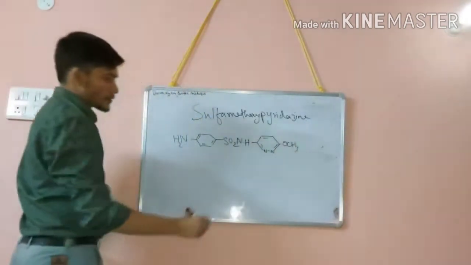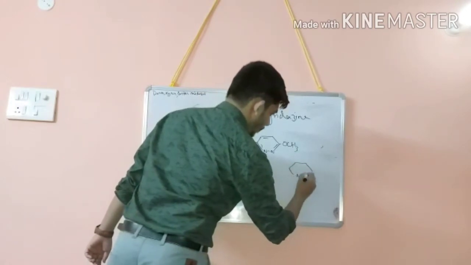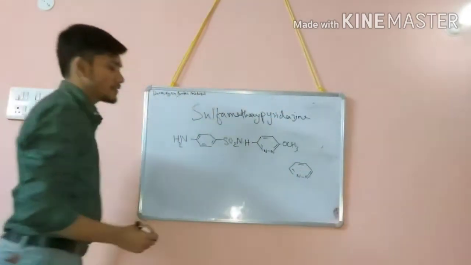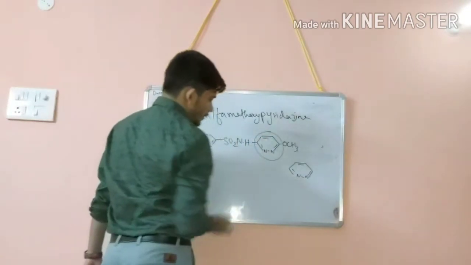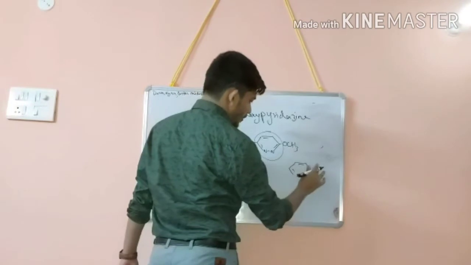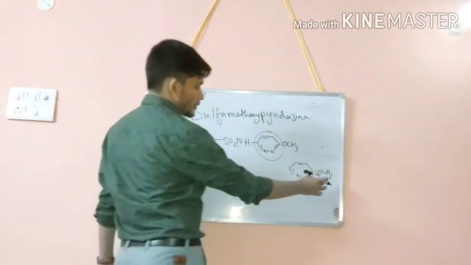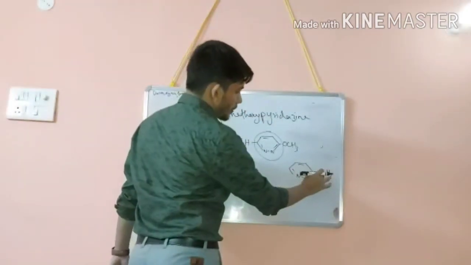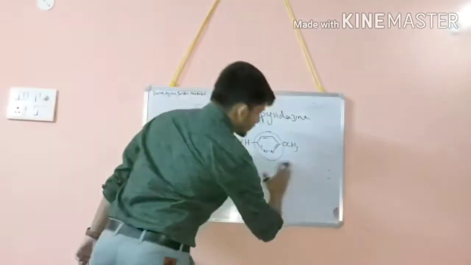I am drawing one more structure, just see it very carefully. This is the structure of pyridazine, you have to remember. This sulfamethoxypyrazine contains a pyridazine group. In this position, an OCH3, a methoxy group, is attached. That is why it is sulfamethoxypyrazine. Methoxy means one carbon, that is why it is meth, then one oxygen, so methoxy.